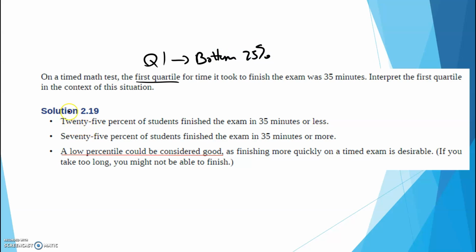Okay, these two things have to add to 100. So if 25% finished in 35 minutes or less, then the rest, so 100 minus 25 gives you the 75%, must have finished in 35 minutes or more. Okay, here you could say a low percentile is good because you can finish the exam quickly and make sure you actually do have enough time to finish it.